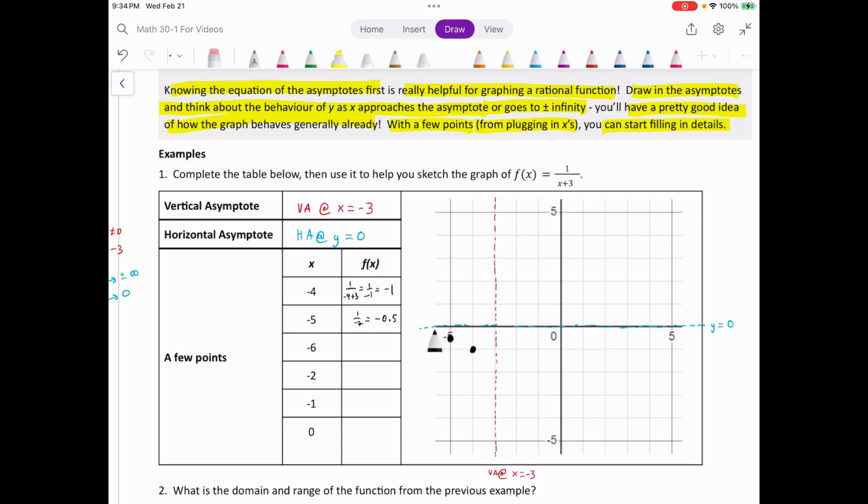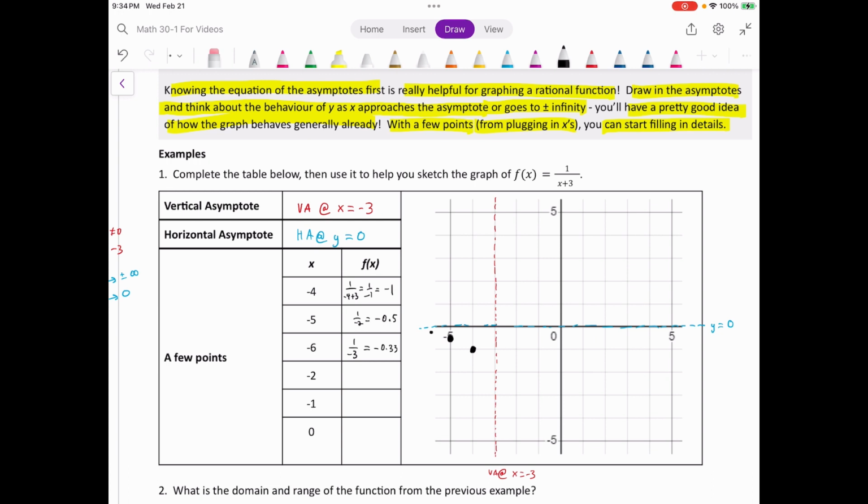Y is getting closer and closer to 0. Yes, it's going up, but its absolute value is getting smaller. It's getting closer and closer to 0. Okay, when x is -6, I'm going to have 1 over -3, right? -6 plus 3 is -3. So 1 over -3, -1/3, or if you like, -0.33, which just means when x is -6, it's about 1/3 of the way to -1.